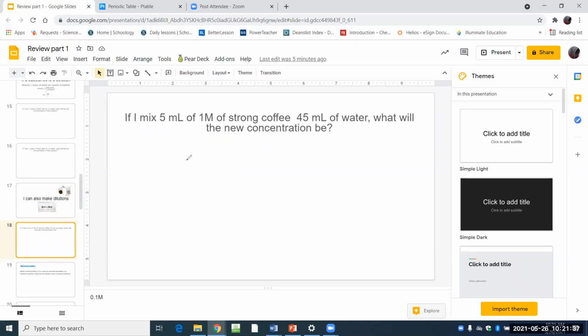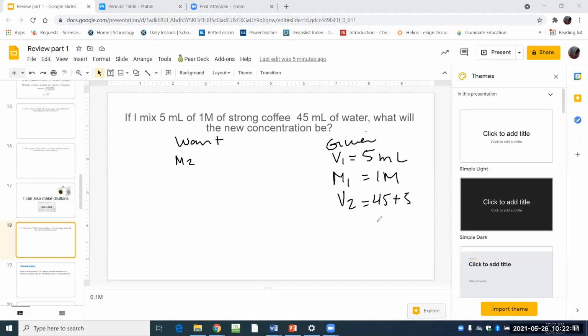However, we can put it into the same setup as before. Given the problem, what it wants is M2, or the new concentration. The problem has given us a lot of things. It has given us V1, which is 5 mLs. It has given us M1, which is 1 molar. And it has given us V2, which is 45 plus 5. Remember, we're talking about the solution, not just the solvent. In this case, this does matter.